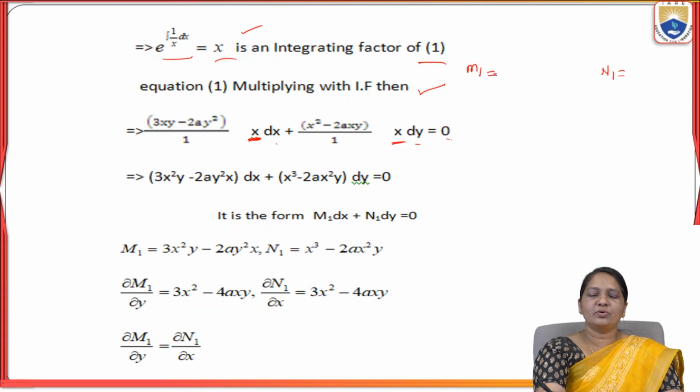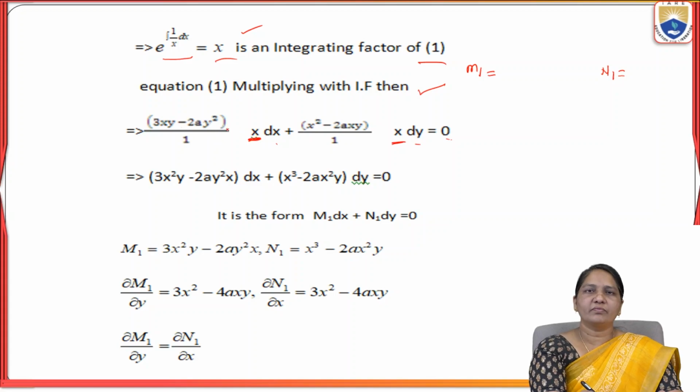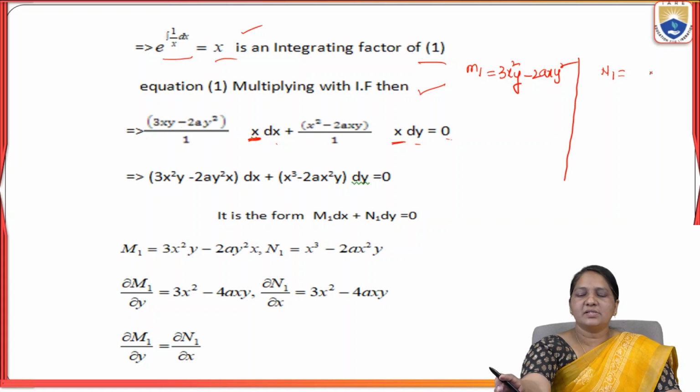So what is the M1 value here? I am going to multiply this with x. So 3xy into x is 3x square y, and minus 2ay square into x is minus 2axy square. This is the M1 value. Now this is the N1 value. What is the N1 value? x square into x is x cube, minus 2axy into x is 2ax square y.